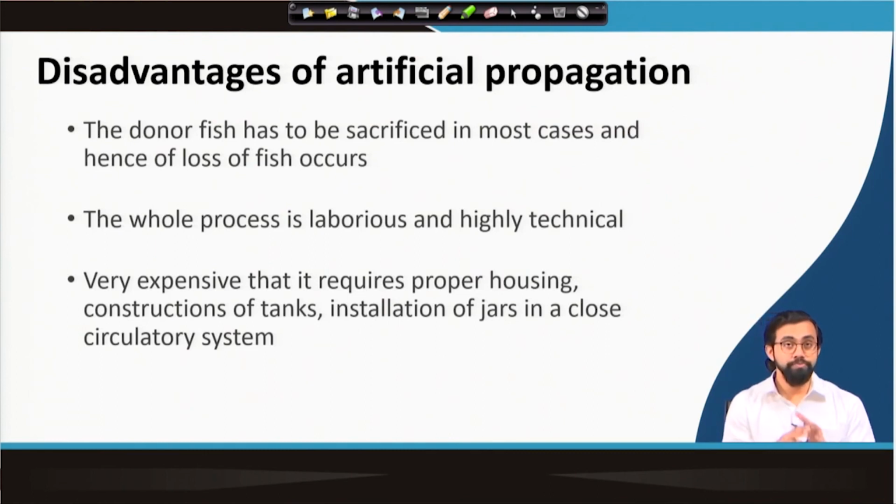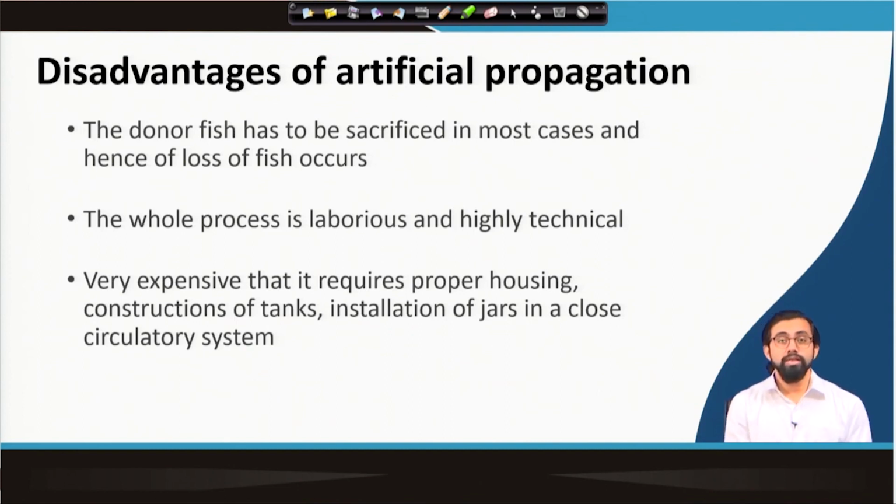Everything comes with advantages and disadvantages. There is another side of it. So artificial propagation also has some cons. Specifically, the donor fish, the brooder fish, has to be sacrificed. In most cases of the artificial propagation method that we follow, it has to be sacrificed, and hence loss of fish occurs. But though it's not in a huge number, it is doable. It is actually not that big of a disadvantage.